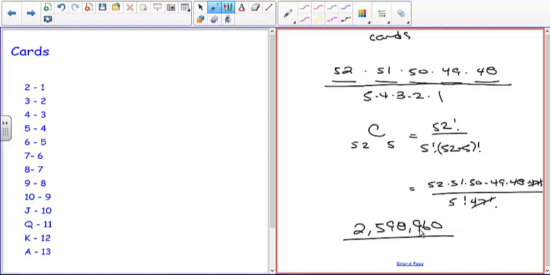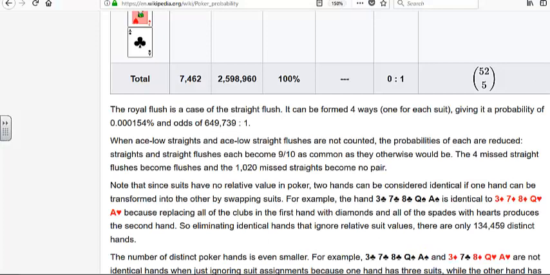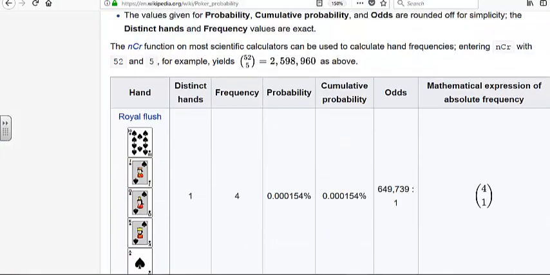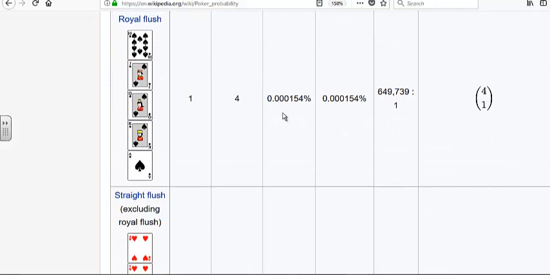To find the odds or the probability, all you do is take the number of possibilities for a given hand divided by the total number of hands. That gives you the percent chance of getting that particular hand. And it's pretty low. If you look here, for the royal flush, which is the most difficult hand to get, the probability is 0.000154%.